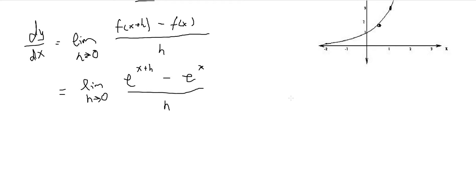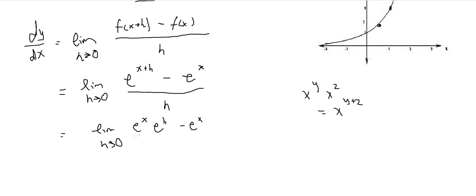So in algebra, you would have learned that if you have two exponents that are multiplied together with the same base, x to the y times x to the z, you can simply add the exponents, so y plus z. Well, in this case, e to the x plus h, we can separate it out, right? We could do the opposite. So in this case, it would be limit as h approaches 0 of e to the x times e to the h minus e to the x, and that's all over h.